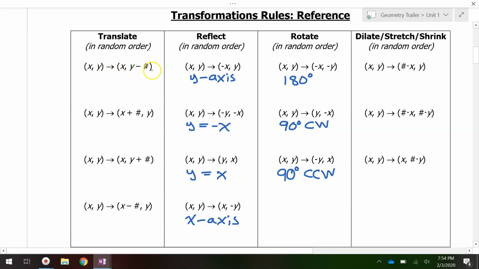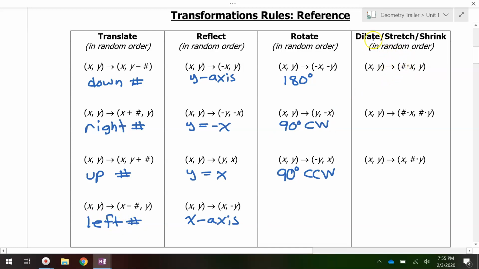y minus a number, that's going to move you down that much, okay? The y values control up and down motion. So this would be down by whatever the number is. If you add a number to the x value, that's moving you to the right by that number. If you're adding a number to the y value, that's going to move you up by that number. If you're subtracting from the x value, that's going to move you to the left by that number.